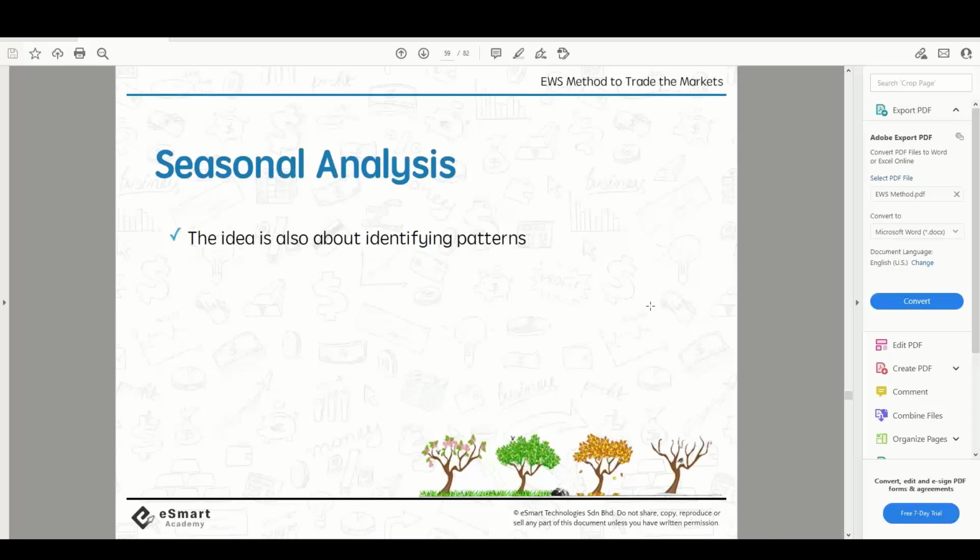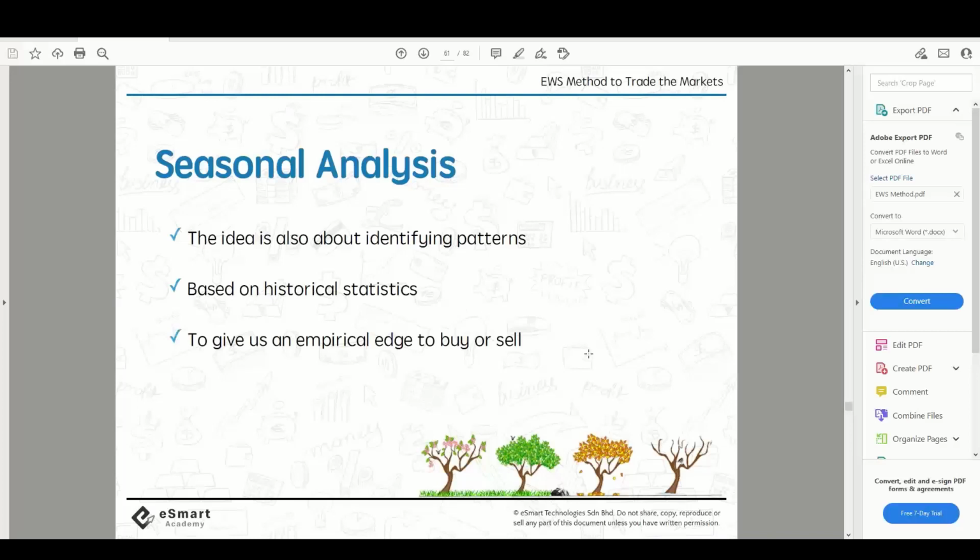Seasonal analysis at the end of the day is also a technique to identify patterns, but what we are looking out for is historical statistics. Based on price movement, is there a repeatable pattern in the past 10 years that we are able to identify and therefore take advantage of? So with seasonality, the idea is there is no guesswork. Based on pure statistics, it's going to tell us: do you want to focus on buy? Do you want to focus on sell? When do you look to buy? When do you look to sell?